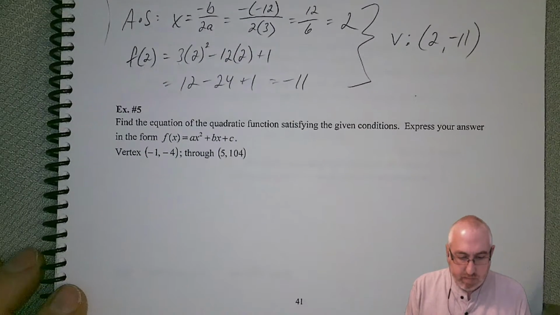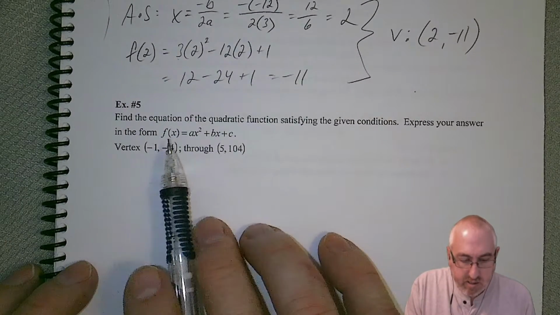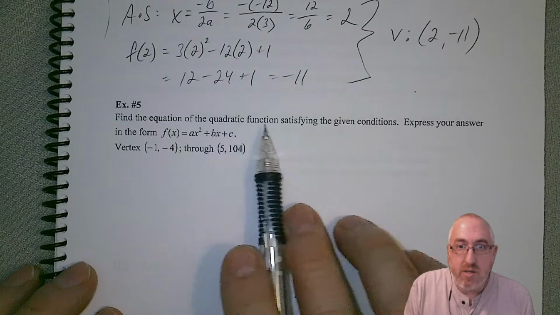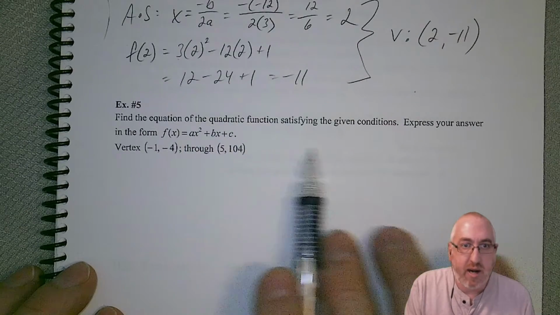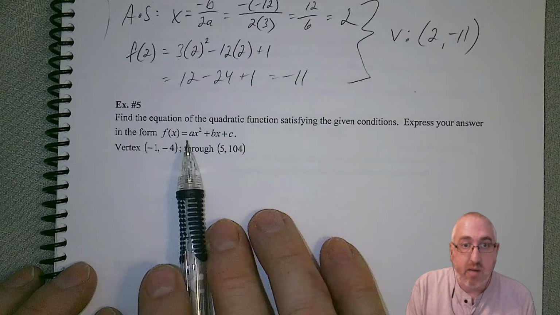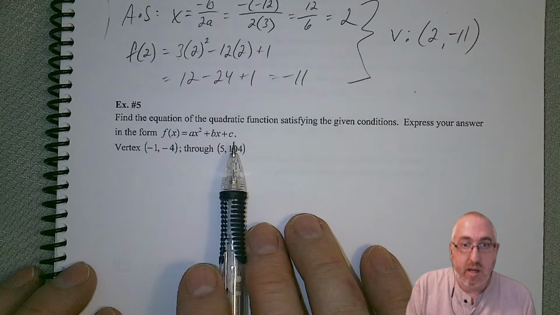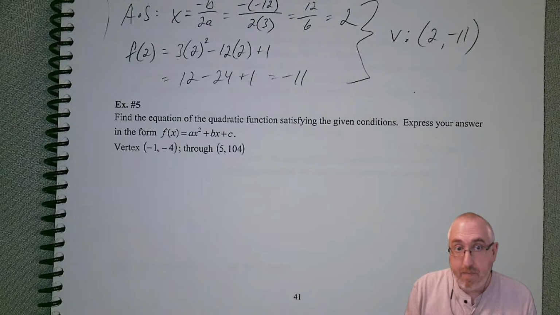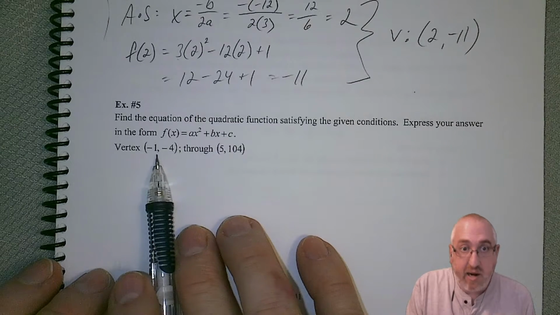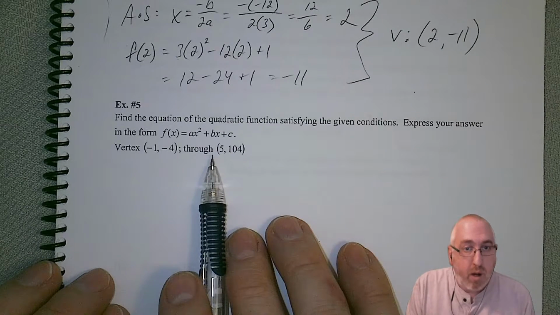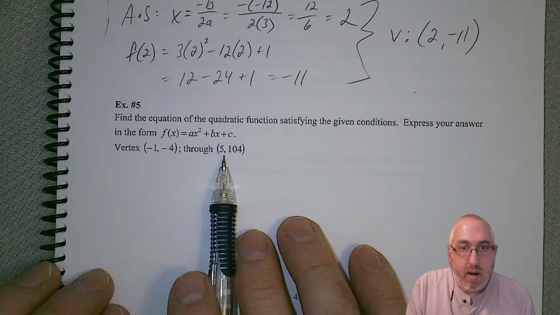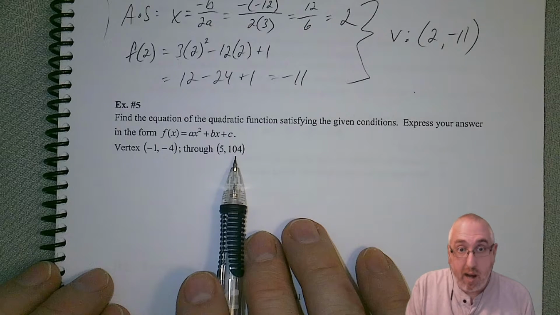Well, this one's a nice one. It says to find the equation of the quadratic function satisfying the given conditions, express your answer in the form f of x equals ax squared plus bx plus c, and that's it. So we have our vertex of negative 1, negative 4, and then we also know that it passes through the point 5, 104. Ugh.